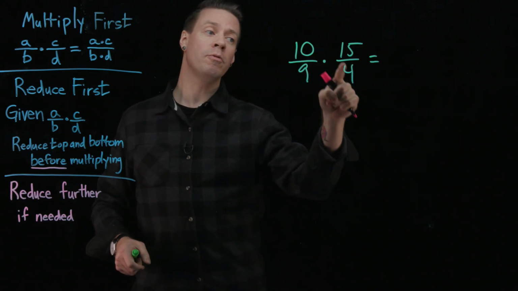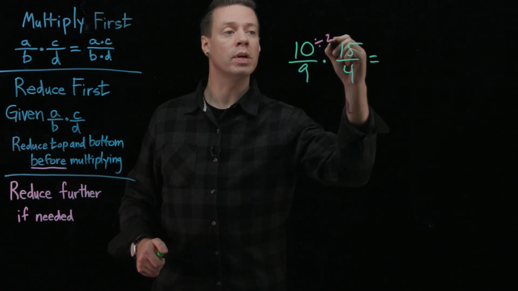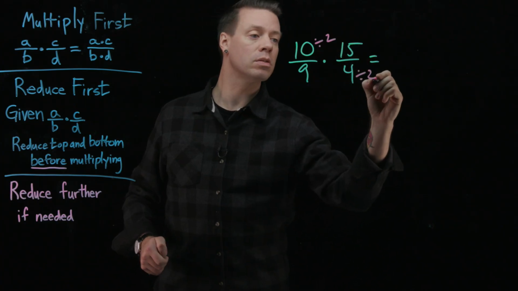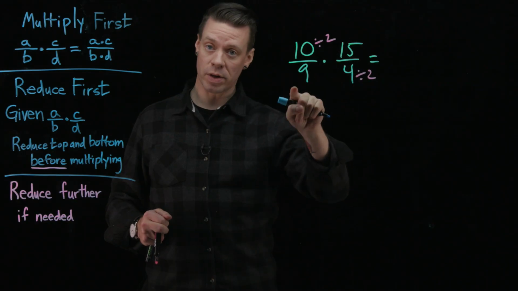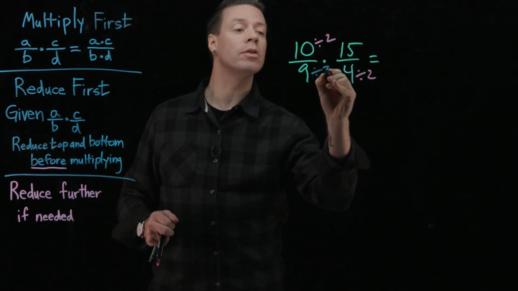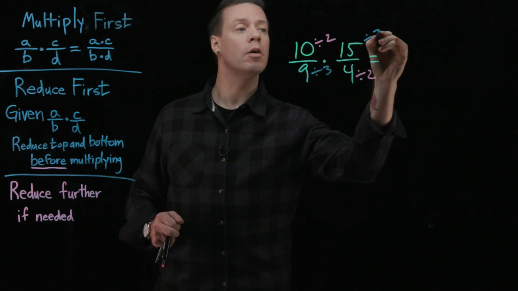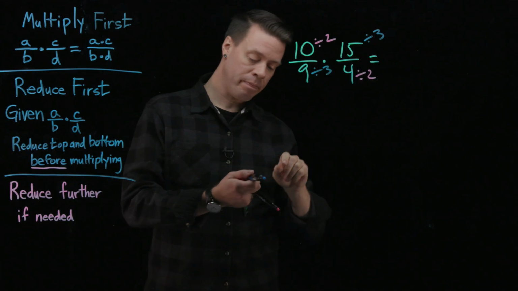So we see here the 10 and 4, one's on top, one's on bottom. Both share a factor of 2, so we can divide out a 2 from each of these. And at the same time, the 9 and the 15, one's on top, one's on bottom. They're in different positions, but that's OK. They share a common factor of 3. So we're going to divide a 3 out of each of those.